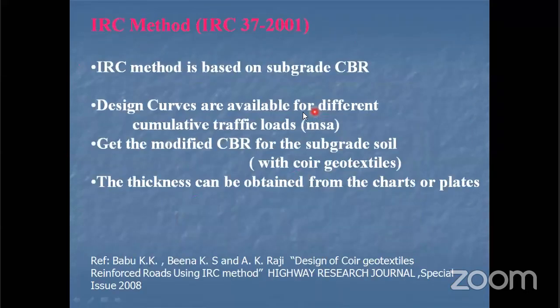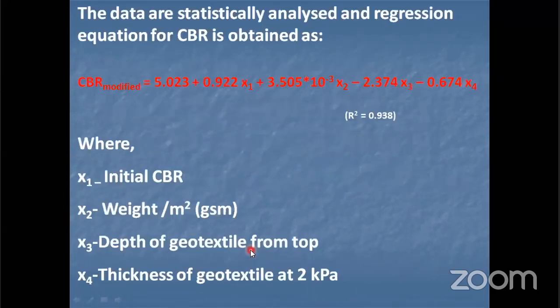Now coming to the design methods, the IRC method is followed based on CBR, subgrade CBR. The design curves are available for different cumulative traffic loads. Then we can get the modified CBR for the subgrade soil with coir geotextile, and the thickness can be obtained from the charts or plates available. This again we put as a paper, the design of coir geotextile reinforced roads using IRC method in Highway Research Journal, a special issue in 2008.